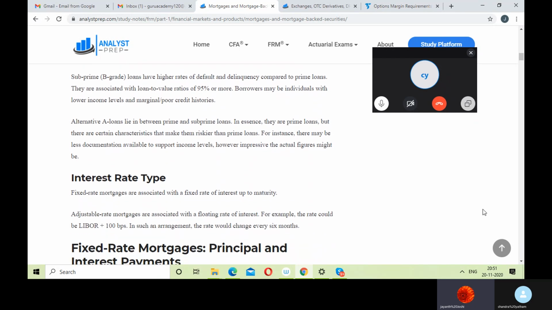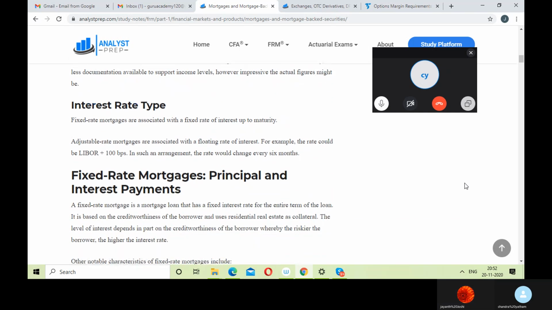Now Alt-A loans lie in between. Some loans lie between prime and subprime. One is a very good category, one is a very bad category, and the ones in between are Alt-A loans. But there are certain characteristics which make these loans riskier. For instance, there may be less documentation available to support income levels. That means they have good income, they are strong people, not a problem, but their documents are not proper. Today they may be good, but in future we doubt them.